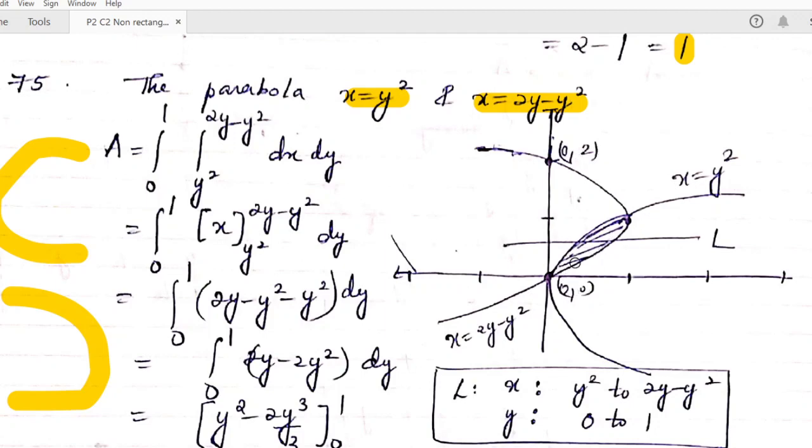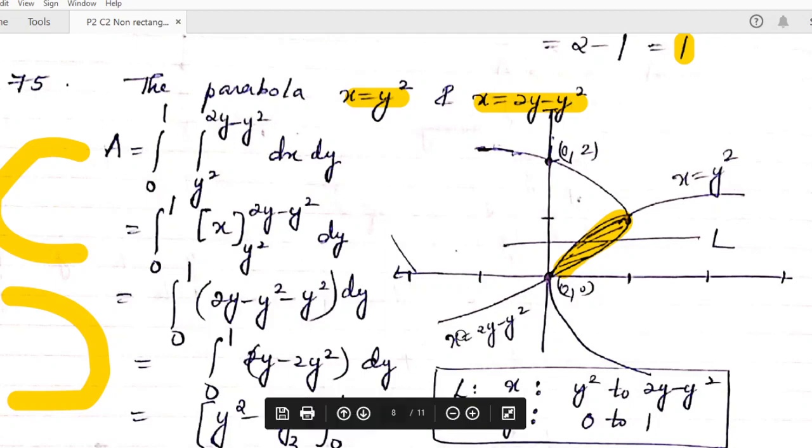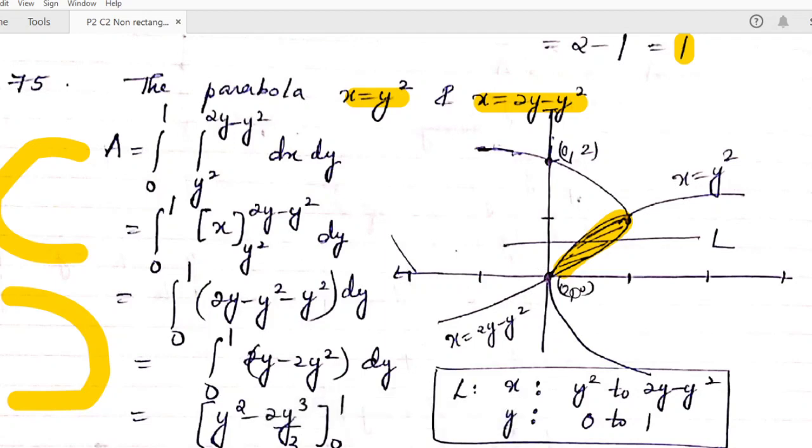Now the intersection of these two parabolas is our region. So now we are going to find the intersecting points of these two parabolas. So solving x is equal to y square and x is equal to 2y minus y square, we get 2 points. One point is when x is equal to 0, you get y equal to 0. Another point is when x equal to 1. So this point is certainly (1, 1).